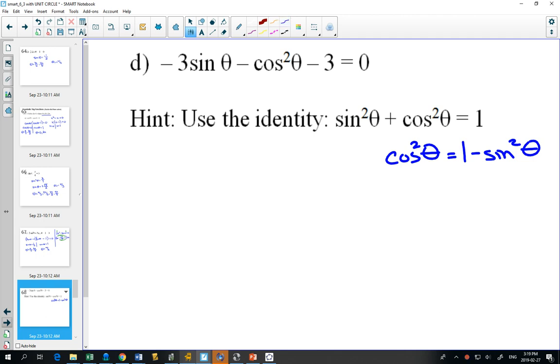If I rewrite the original equation, minus 3 sine theta.